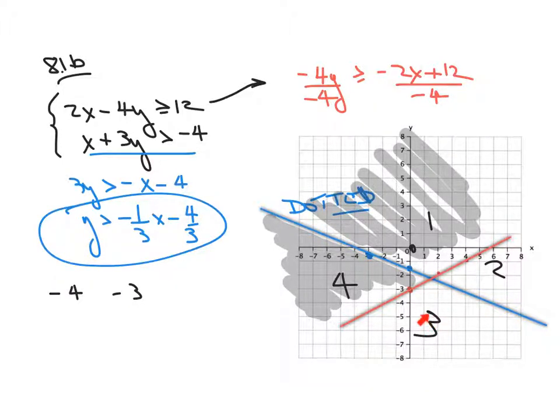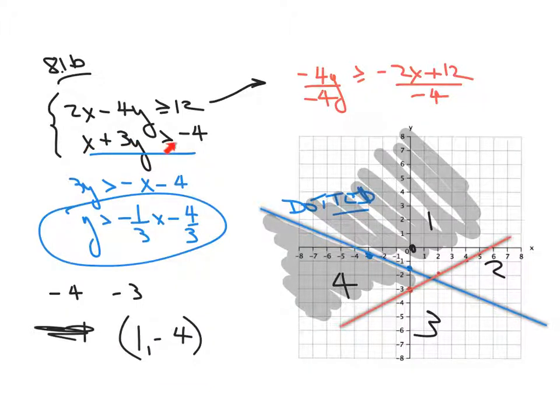Let's pick negative 4, 1. I like using 1. So negative 4, or I'm sorry, 1, negative 4. Okay, our x and our y. So we put a 1 in here. So 2 plus 16 is greater than or equal to 12. Yes, that works. Okay. 1 minus 12.